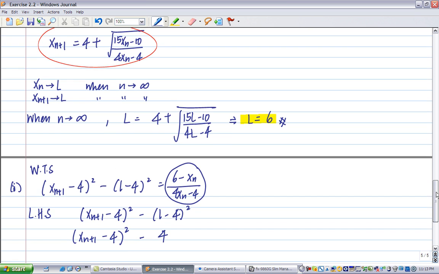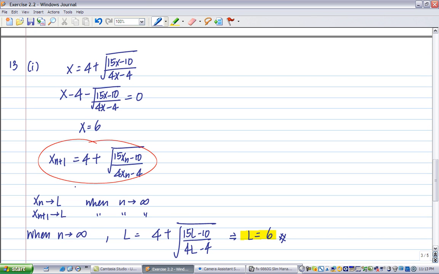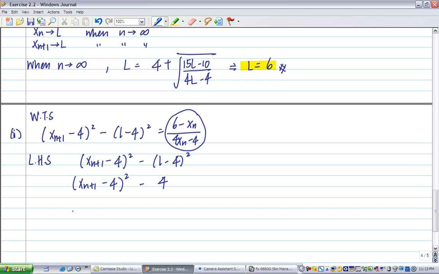So now let's refer back to the question. What was given to us was this recurrence relation that was circled in red. We can just replace it into this equation here and we get 4 plus square root of 15xn minus 10. Now don't be afraid, it looks very complicated, but it is not so tough. Minus 4, whole thing squared, minus 4. This is of course equal to this.